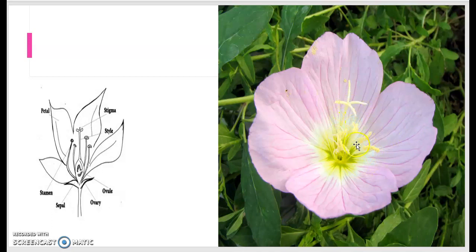So this is another structure. And you can see the length. This is the length of the style and this is the length of the filament. This is too small. In primrose you can see another kind also where the length of filament is too longer when compared with the style length. So you can see two different kind of primrose.